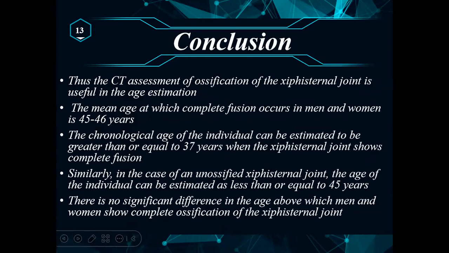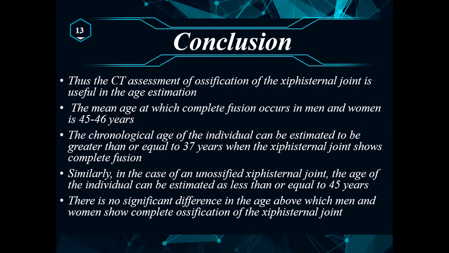Thus, the CT assessment of ossification of the Xiphisternal joint is useful in age estimation. The mean age at which the complete fusion of the joint occurs in men and women is 45 to 46 years. The chronological age of the individual can be estimated to be greater than or equal to 37 years when the Xiphisternal joint shows complete fusion.